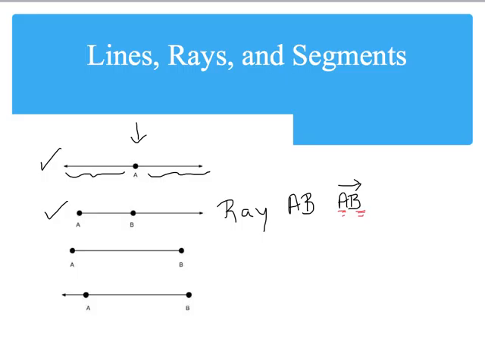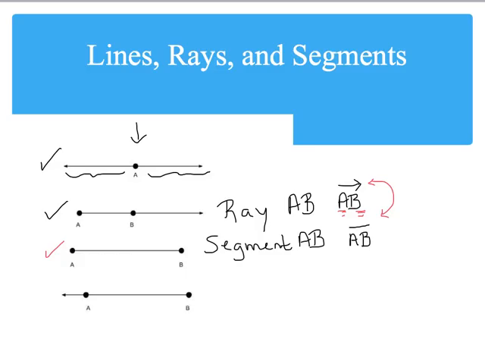A ray is different from a segment, which is the next figure that you see. This is line segment AB, so it's a segment, because you don't see any arrows on it. If I'm going to write that symbolically, I would just draw a straight line with a capital A and B underneath of it. So notice the distinction between the ray and the segment. The ray has the arrow pointing in one direction. The segment doesn't have any arrows.